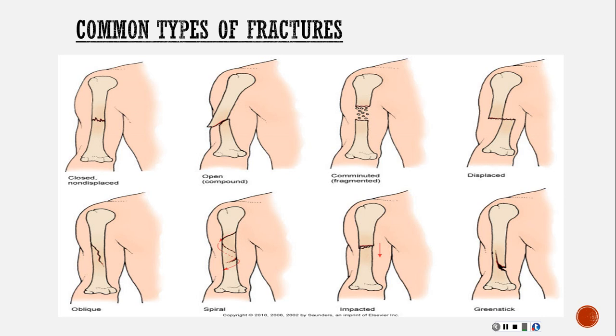All right. Down here we've got an oblique fracture. Oblique fracture, again, does not completely separate the two bone structures, and it goes more along the length of the bone versus the width.